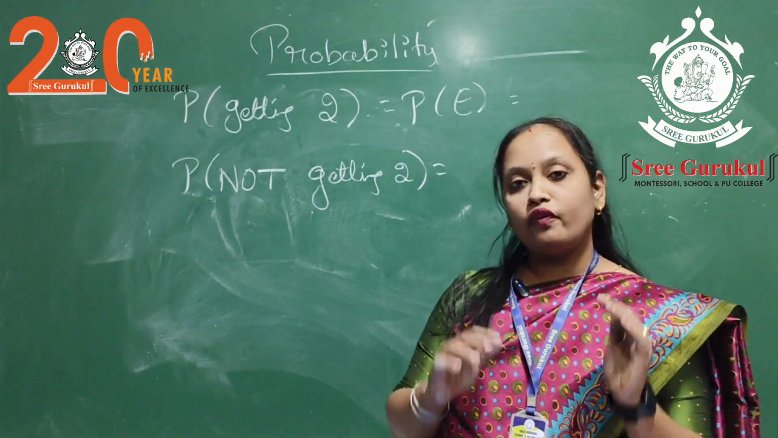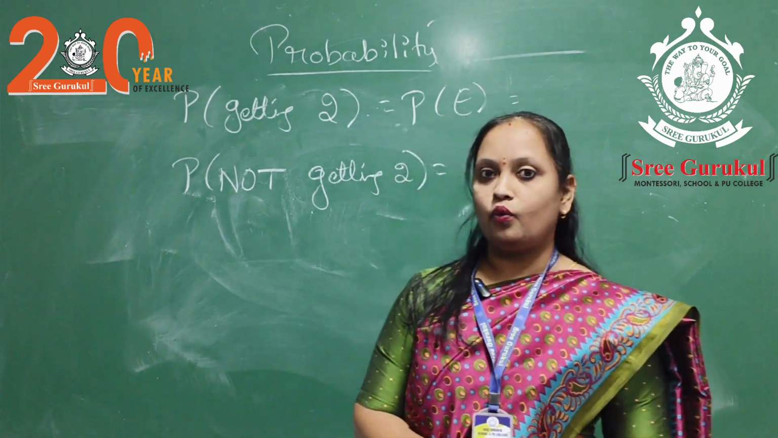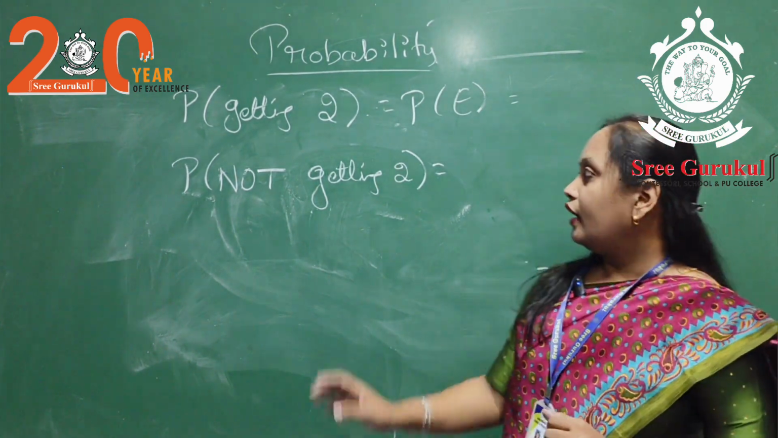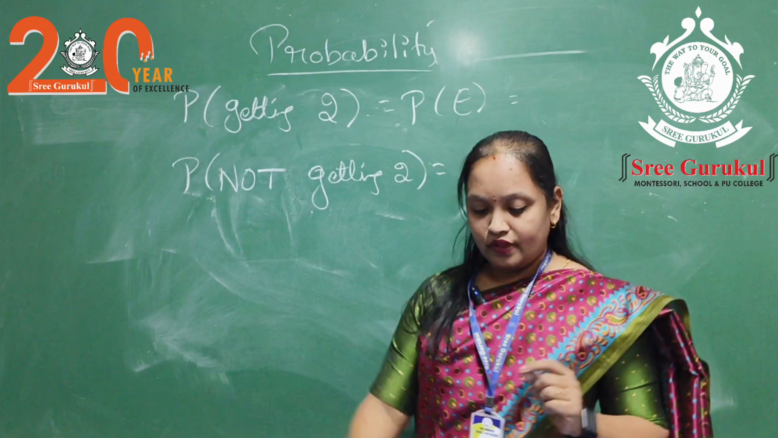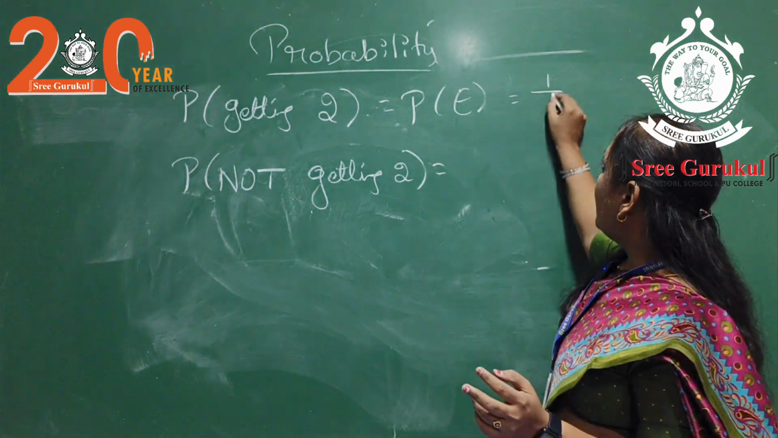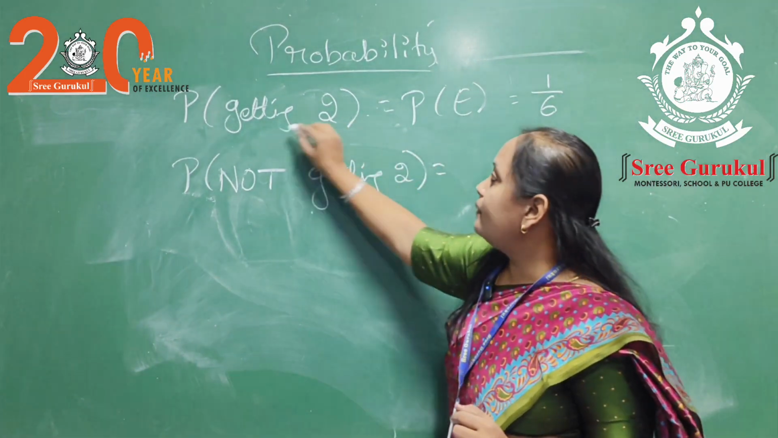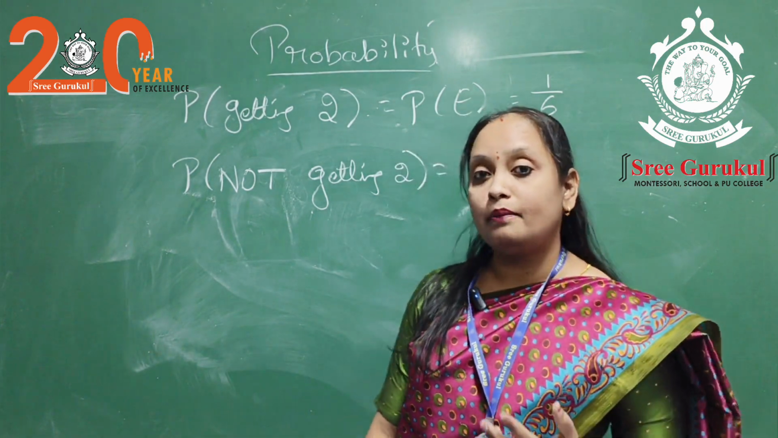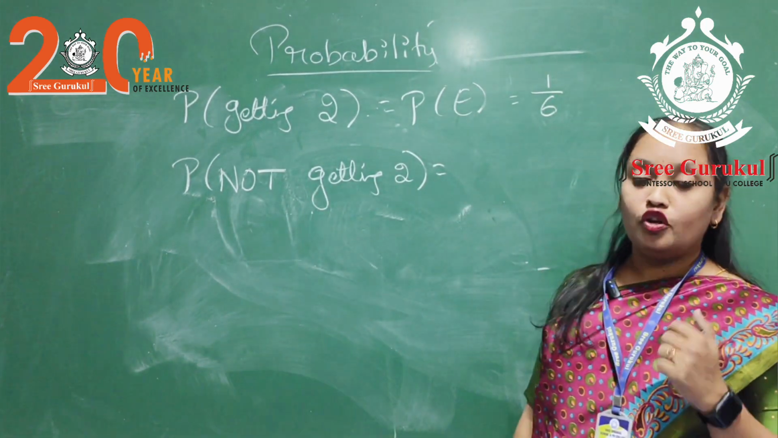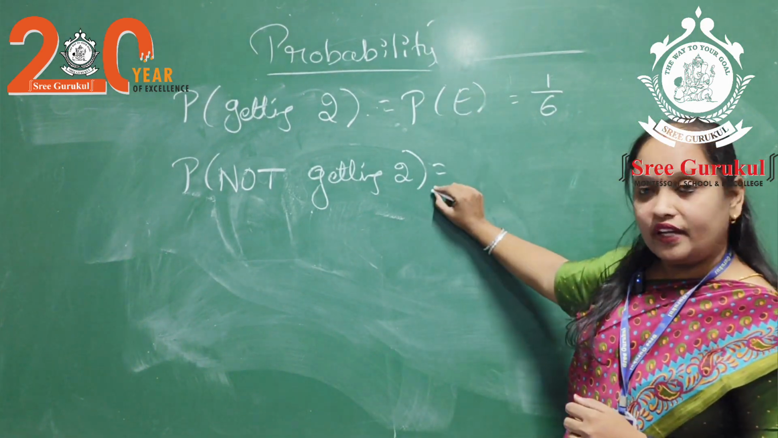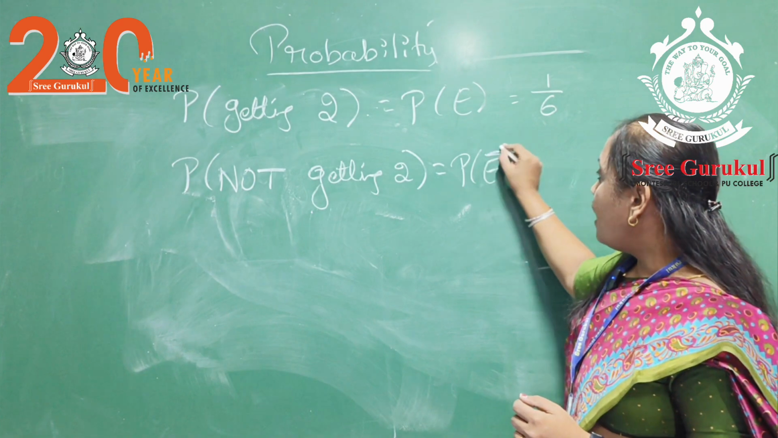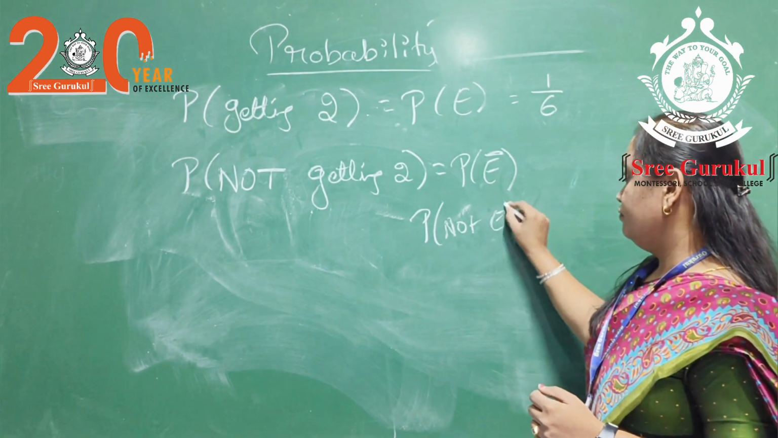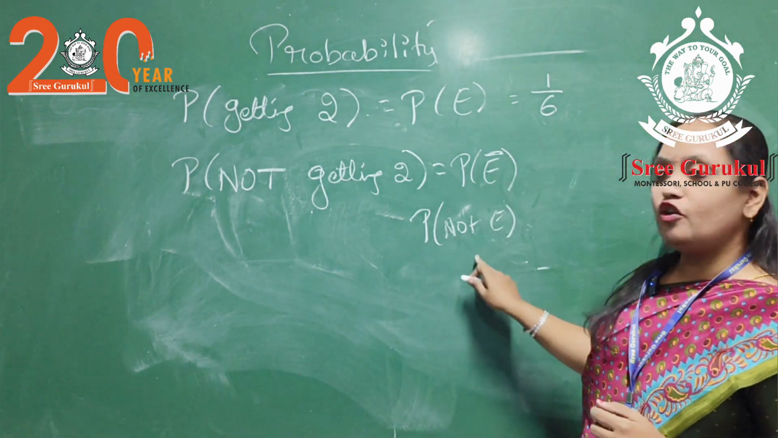Now we will enter another interesting concept. Again, I will go with this throwing of a die. If I ask you what is the probability of getting 2, I am sure you will say 1 by 6. I will denote the probability of getting 2 as P of E. Now I am asking another question. What is the probability of not getting 2? Not getting 2 means the complement of this event. Usually we denote it by E bar, or P of not E. Both are valid.